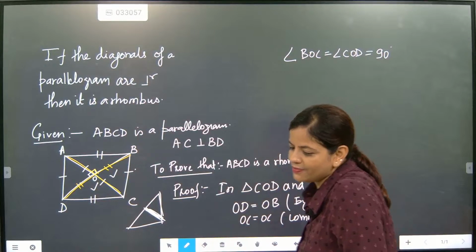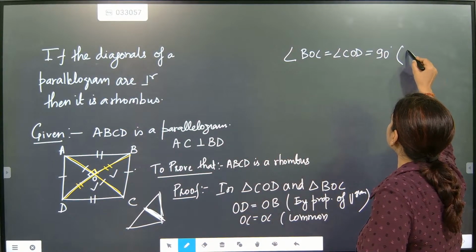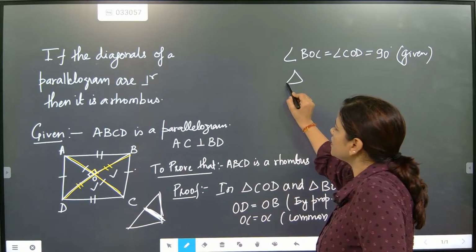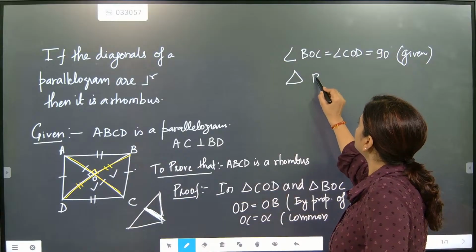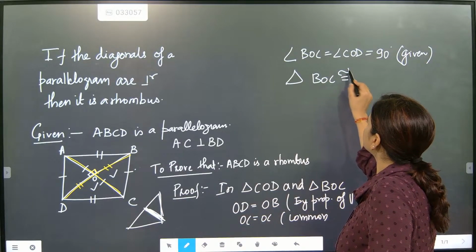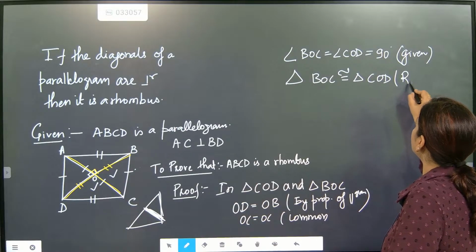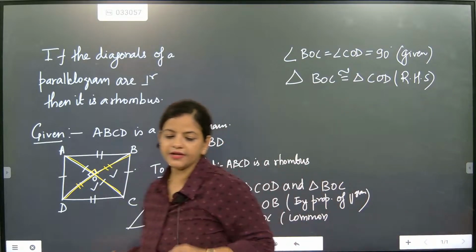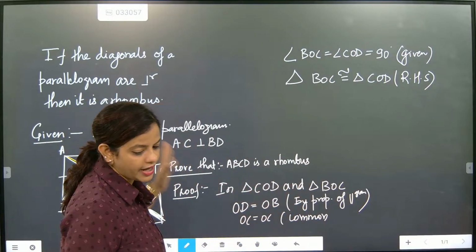So angle BOC, now, beta, here this is 90 degrees. This is already given in the question itself. So, beta, what are we going to say? We will say triangle BOC is congruent to triangle COD by which criteria? Right angle, hypotenuse, side. So this is exactly due to the RHS criterion.